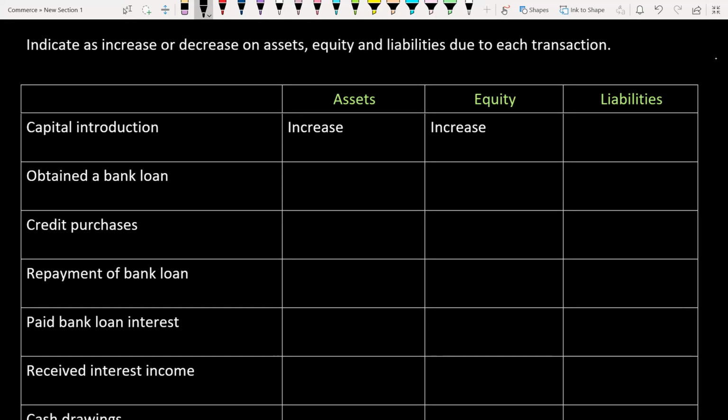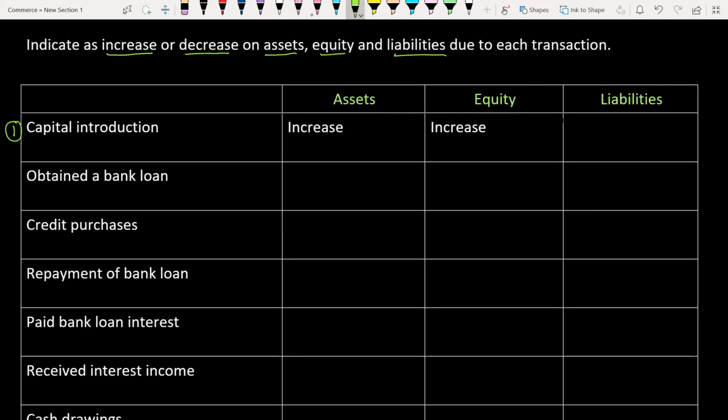In this video, I'm going to explain how transactions affect the accounting equation. Here I'm going to indicate an increase or decrease on assets, equity or liabilities due to each transaction. Let's take the first transaction.